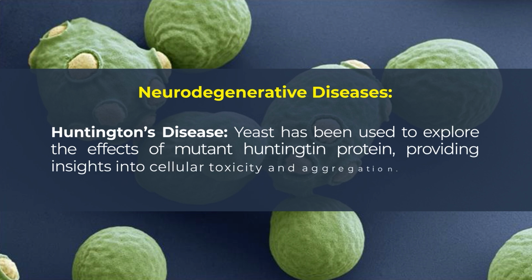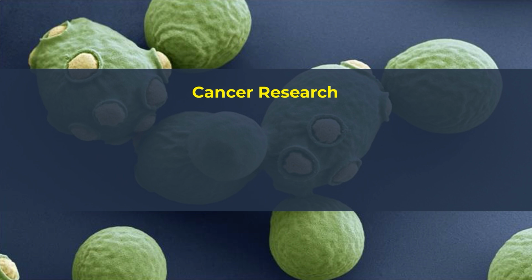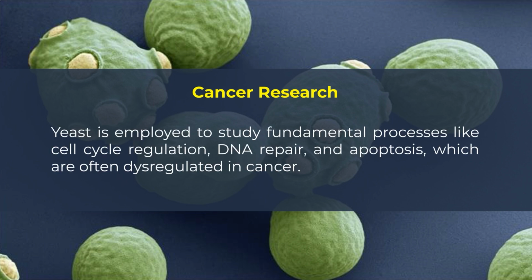It is also used for the study of Huntington disease. Yeast has been used to explore the effects of mutant Huntington protein, providing insight into cellular toxicity and aggregation. Yeast is also used as a model organism for cancer research. Yeast is employed to study fundamental processes like cell cycle regulation, DNA repair and apoptosis, which are often dysregulated in cancer.